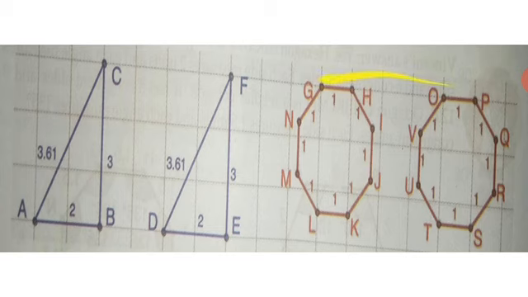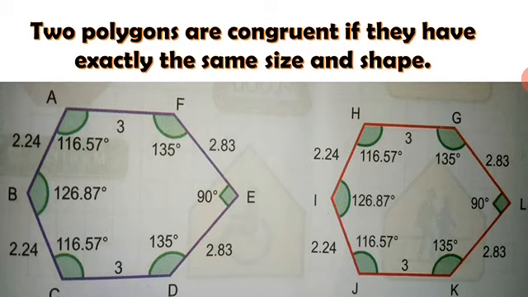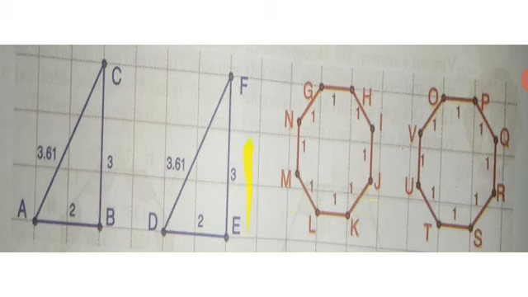Another example is triangle ABC and triangle DEF. In this one the sides are 3.61, 3.61, 3, 3, 2, 2. The same with this octagon, the measure of its side is 1, the same with this octagon. So these are examples of congruent polygons.